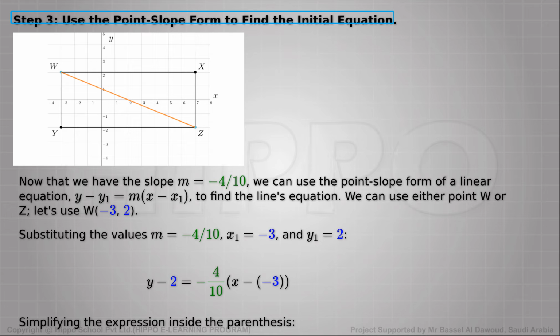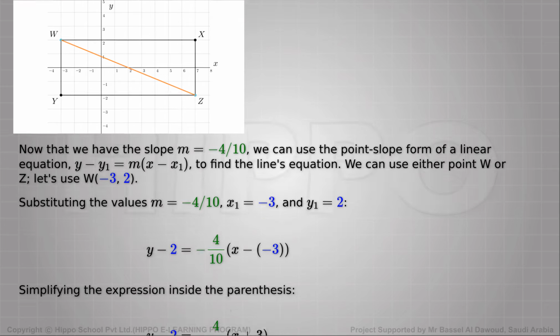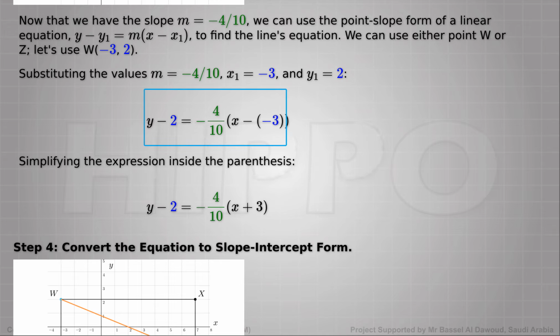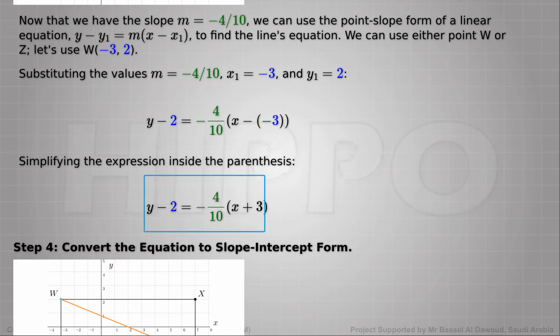The fastest way to do this is using the point-slope formula, which is a fantastic tool to have in your SAT toolkit. It's written as y minus y1 equals m times the quantity x minus x1. Let's plug in our values. We'll use our calculated slope of -4/10 and the coordinates of point W, which are -3, 2. Substituting into the formula, we get y minus 2 equals -4/10 times x minus -3. This simplifies to y minus 2 equals -4/10 times x plus 3.